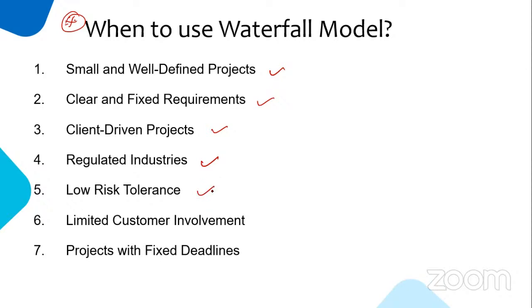So it means what? If you're going to work on this particular project, that project should be low risk, in the sense that some projects will not have much risk. For example, yesterday's flight automated system has high risk, medical projects are high risk, but an e-commerce or insurance project may not be that much. So very low risk tolerance, and some customers are not involved too much, very little interaction with them, and you want to complete this within fixed deadlines, then this is the best.